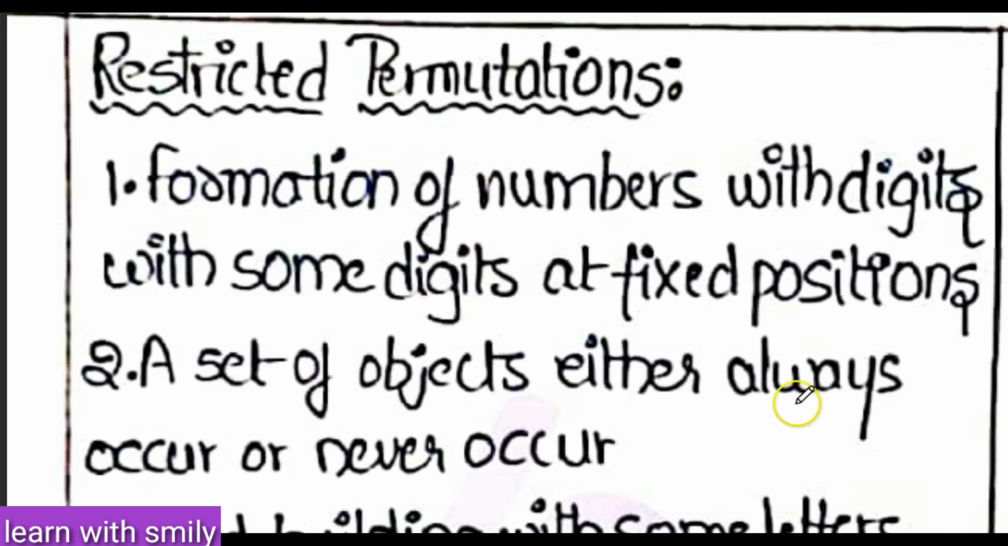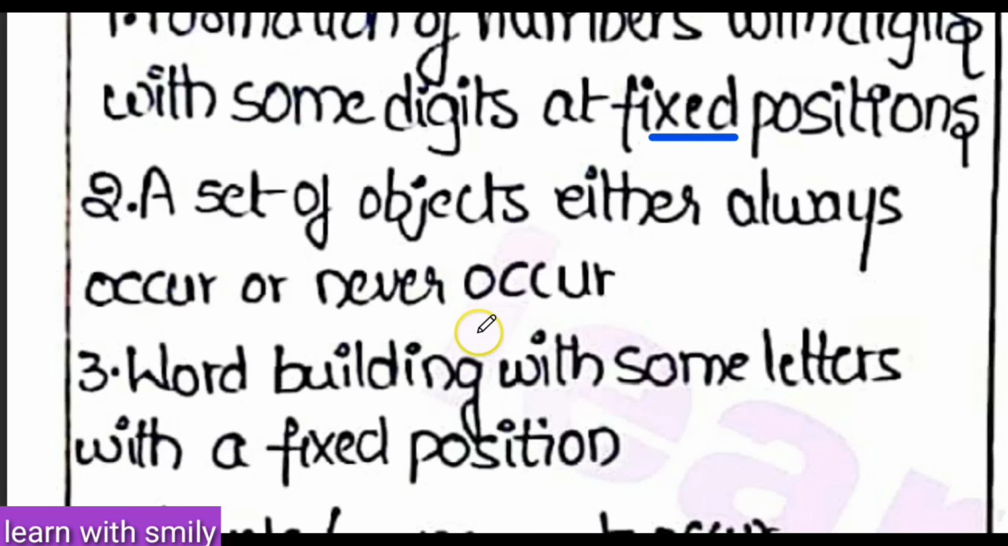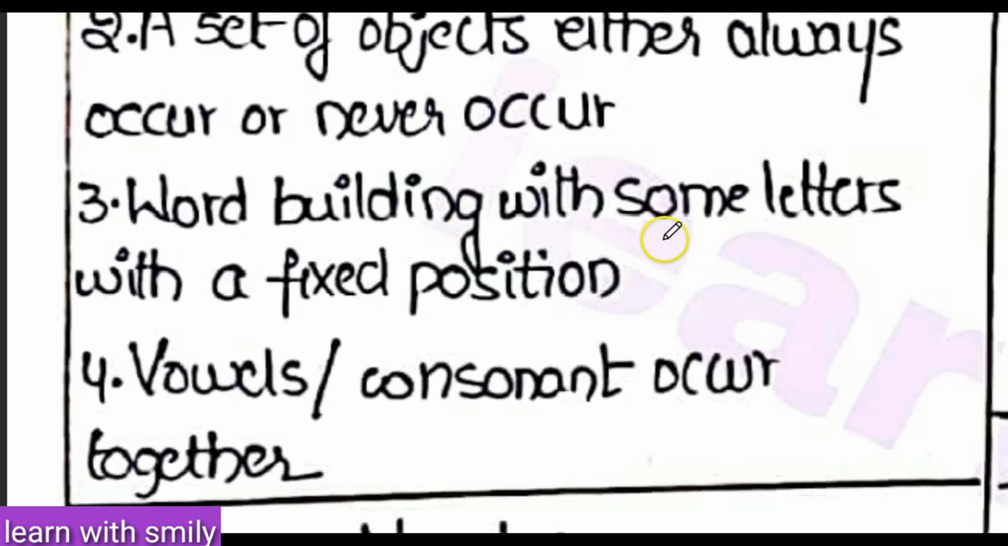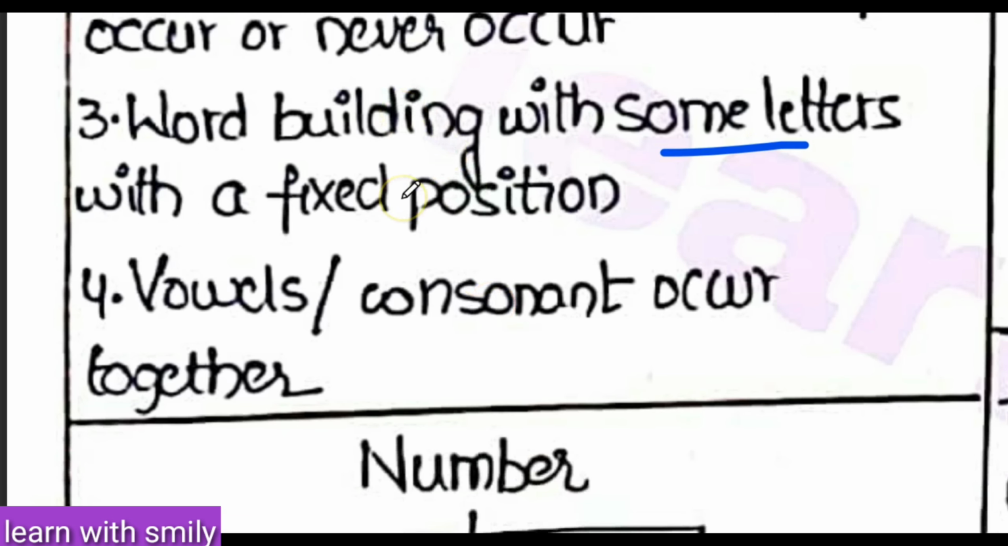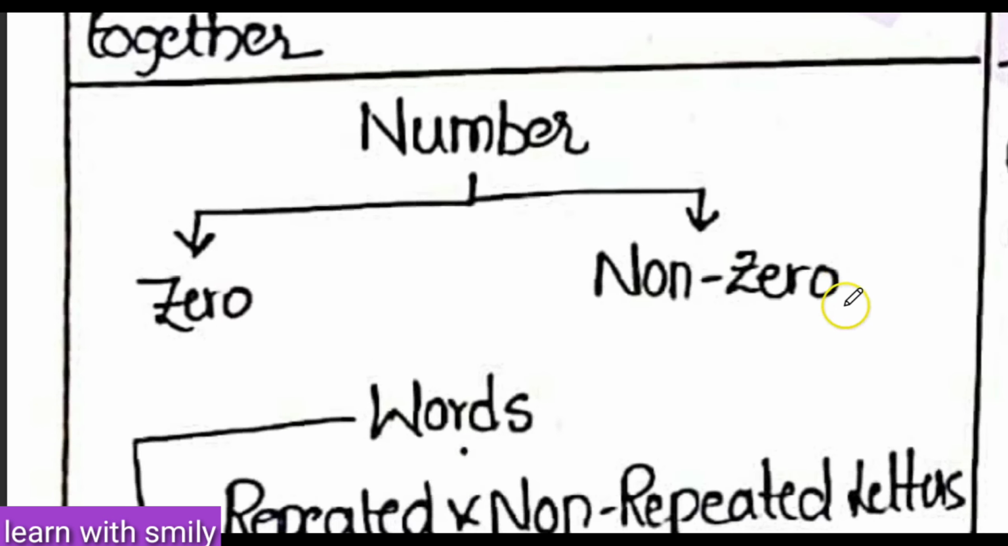Suppose some digits are at fixed positions, which can always occur or never occur, or some letters are at a fixed position, or vowels or consonants occur together or never together. These are the things that we need to consider when coming to restricted permutations. Let me clear your dilemma with this quick one.